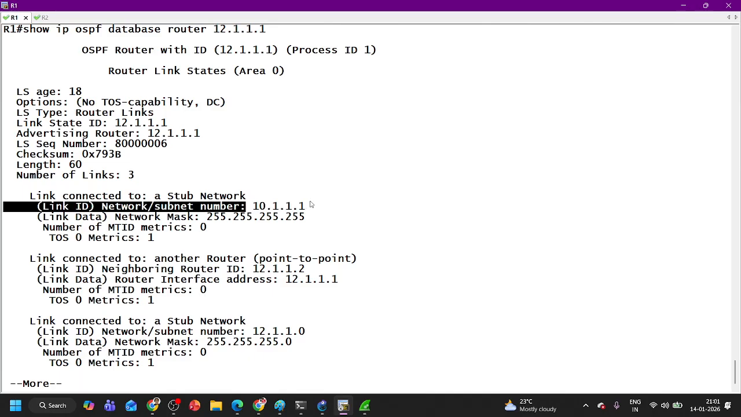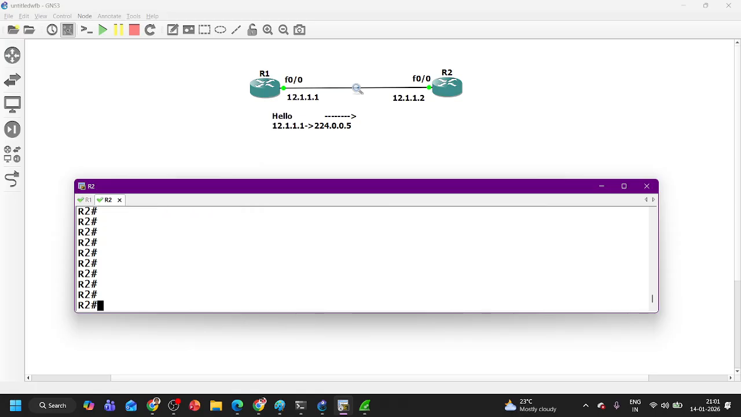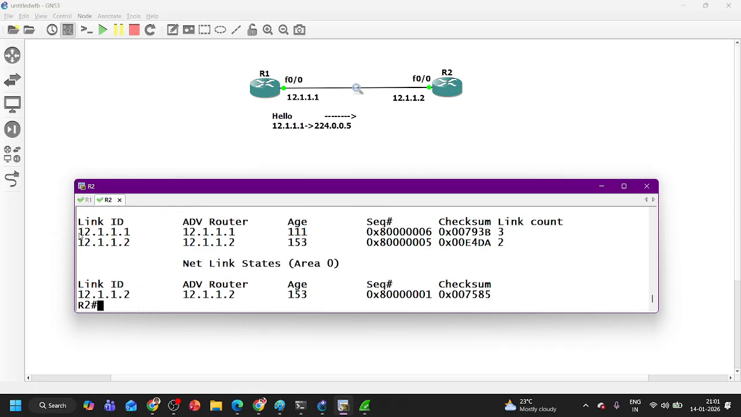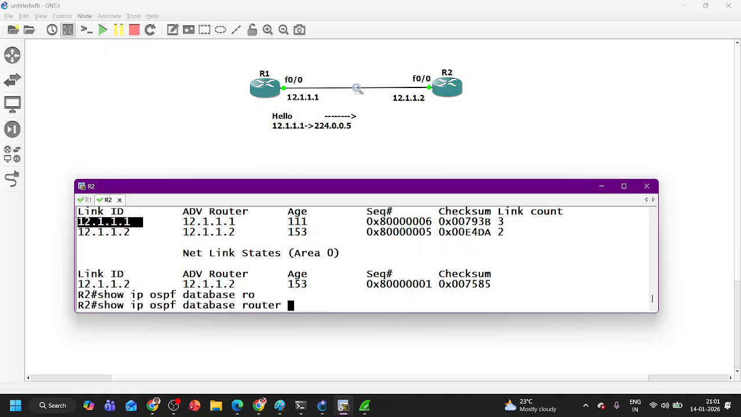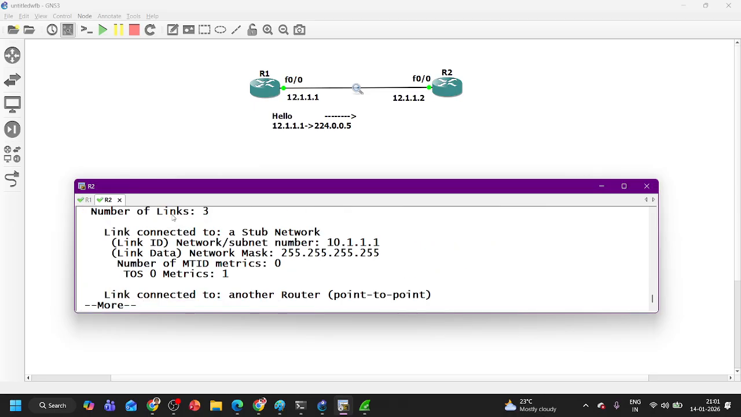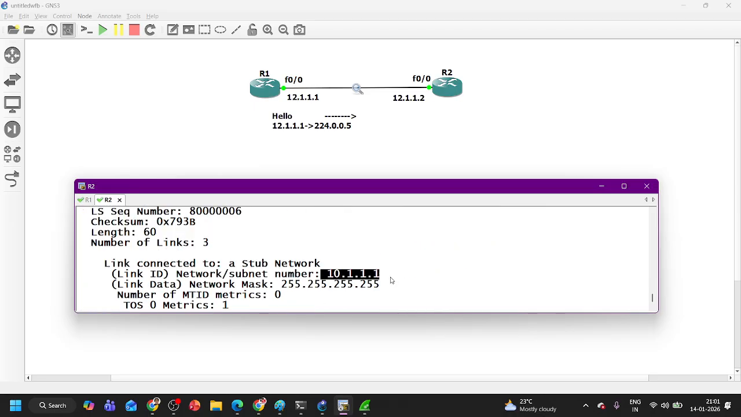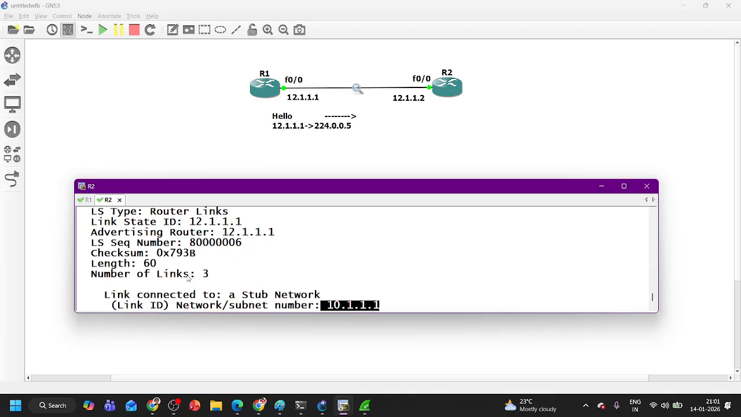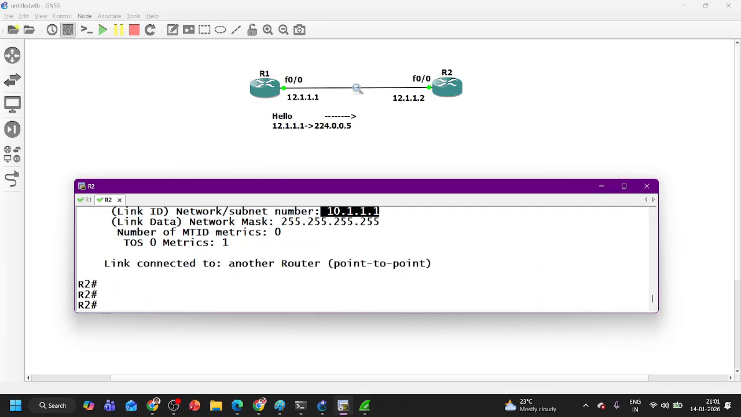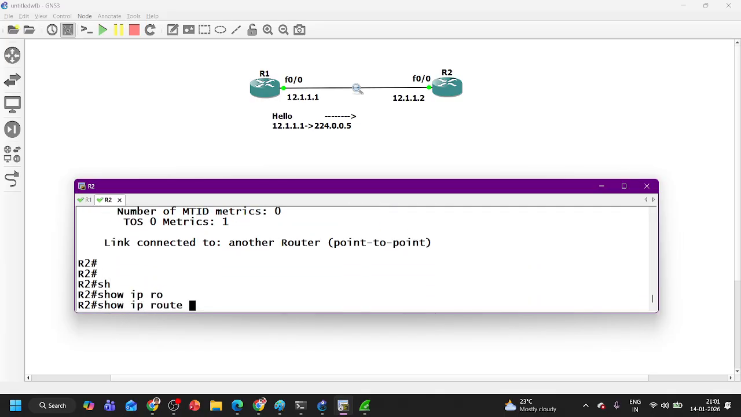Then what is the network running on this link, on this stub network? What is the subnet mask and what is the metric? For all the links it has the same information. This is the database. It will advertise the database to router number 2. So, show IP OSPF database. Here you can see the database of R1. If you open it in detail again, router 12.1.1, 10.1.1.0. Is network type same?